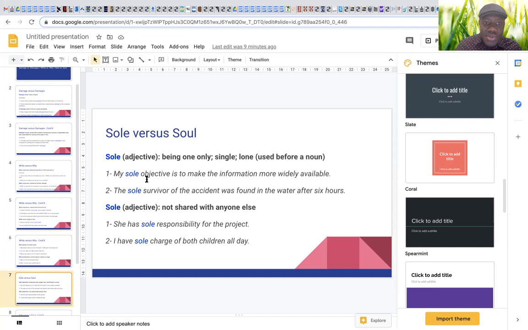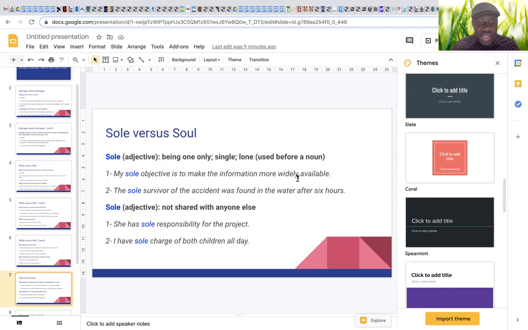For example, my sole objective is to make the information more widely available, meaning my only objective, my lone objective, my single objective. The sole survivor of the accident was found in the water after 6 hours, meaning the only survivor, the lone survivor, the single survivor.